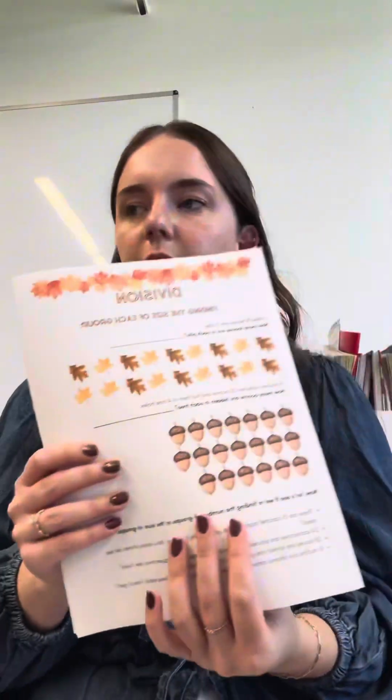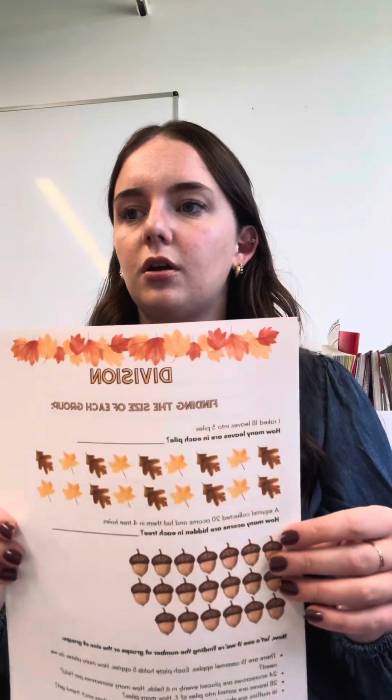Okay, so now flip over to your next paper. It's going to be easy. Yeah, sometimes we need to see pictures to get it in our head. So now we're going to be working on the size of each group. So we're going to know how many groups there are, but we want to figure out how much is in each group. So it says, I raked 18 leaves total into 3 different piles. And we want to know how many leaves are in each pile.